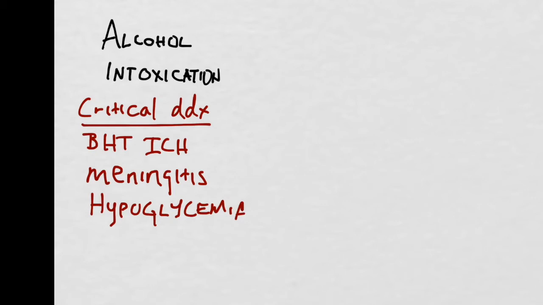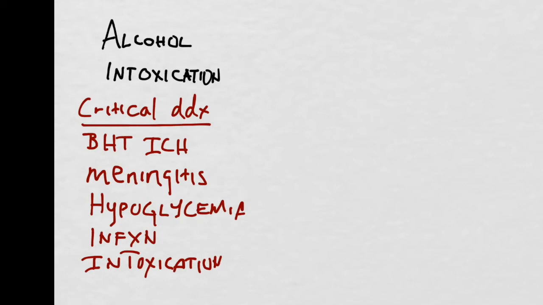Maybe the patient has an infection like a pneumonia or UTI, and that's what's causing them to be altered. And finally, maybe the patient is intoxicated with something else and is actually presenting with a different toxidrome. Having a strong differential diagnosis will allow you to pick up potentially life-threatening conditions that are confounded by the intoxicated state of the patient. The critical differential will also guide your H&P.